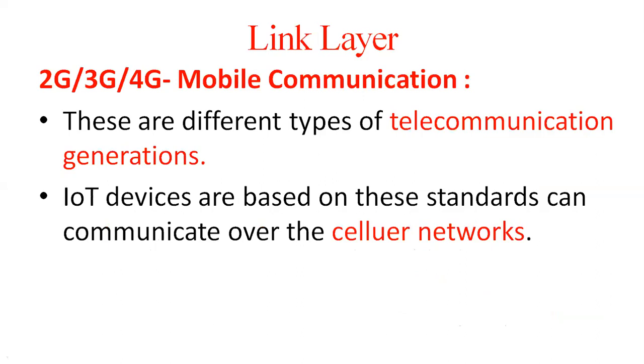The last protocol in this link layer is 2G, 3G, 4G mobile communication. What are these different types of telecommunication generations? 2G communication, now you are using 4G, and next the 5G generation will come for mobile phones. IoT devices based on these standards can communicate over cellular networks. Either over a 2G network or a 4G network, the mobile phone communication is done.